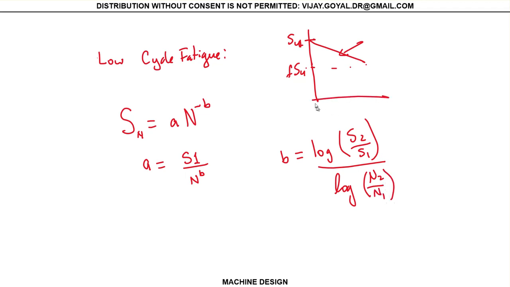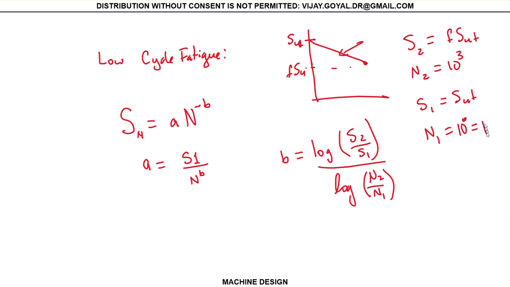Now here, so the coordinates here, if I use this as S2, S2 will be F times SUT, and N2 will be 10 to the 3, S1 will be SUT, N1 will be 10 to the 0, that will actually be equal to 1 cycle. So you replace these numbers in here, and you can show that the values that you get for that particular plot is 60 N to the minus 0.015.